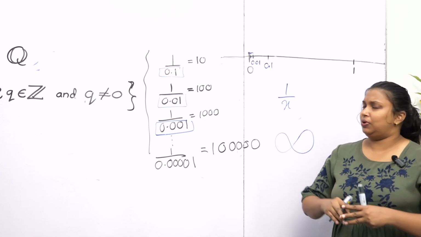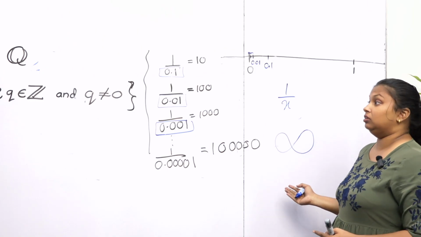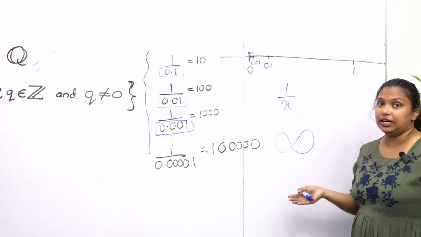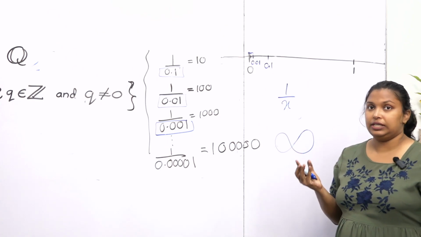Can you understand? This is a very huge value. That's all we can tell about infinity. So that is undefined. Dividing by 0 in mathematics is undefined. Clear? So we say dividing by 0 is undefined.